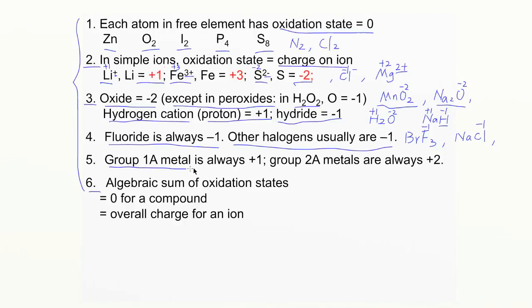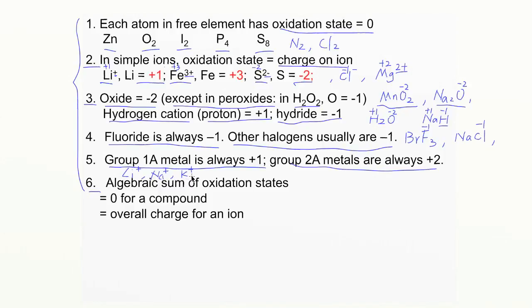Number 5: group 1A metals are always positive 1, group 2A metals are always positive 2. Examples include lithium plus, oxidation state positive 1, sodium plus, oxidation state positive 1, potassium plus, oxidation state positive 1, okay?